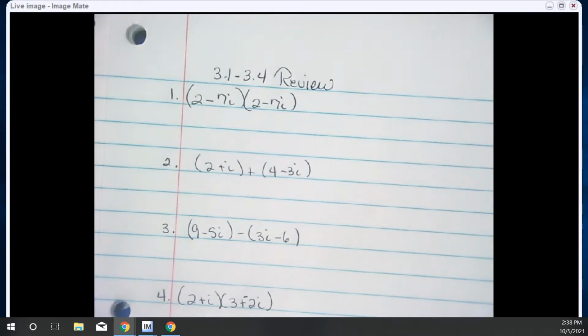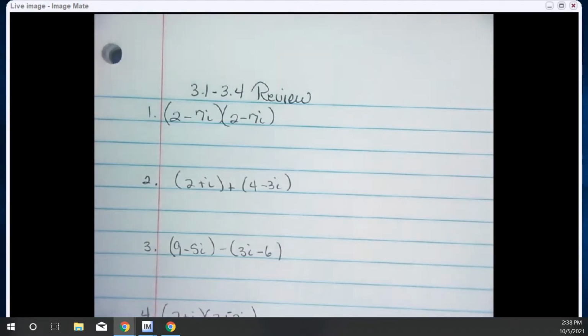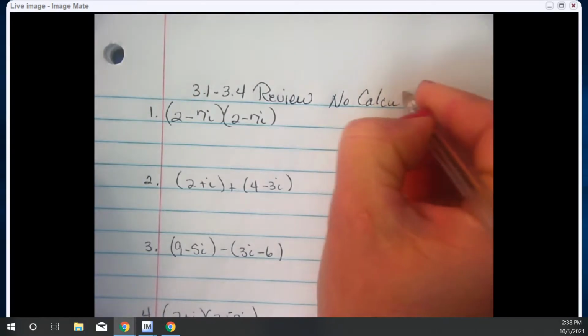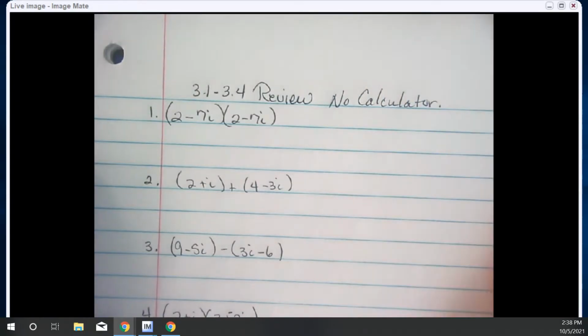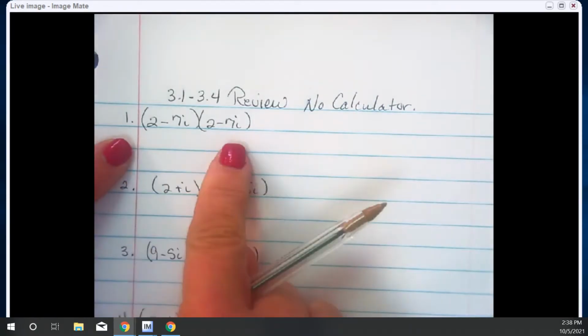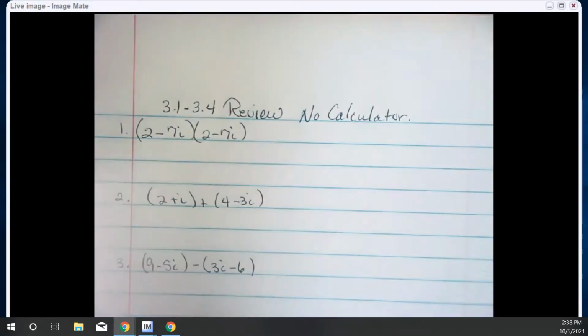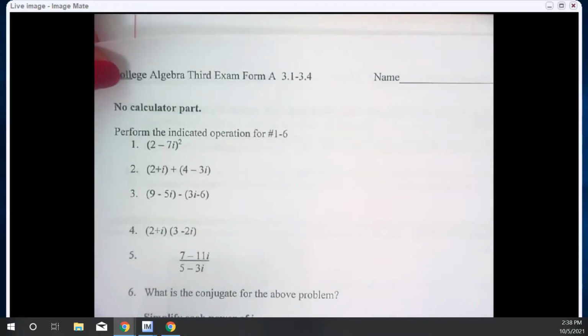I'm going to begin with the no calculator part of the 3.1 through 3.4 review. We are beginning with the no calculator part. These are complex numbers. And yes, number one is actually 2 minus 7i quantity squared.